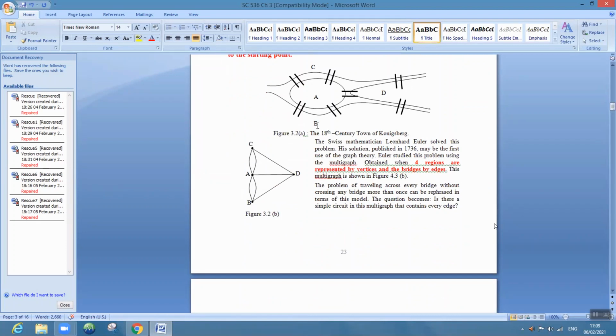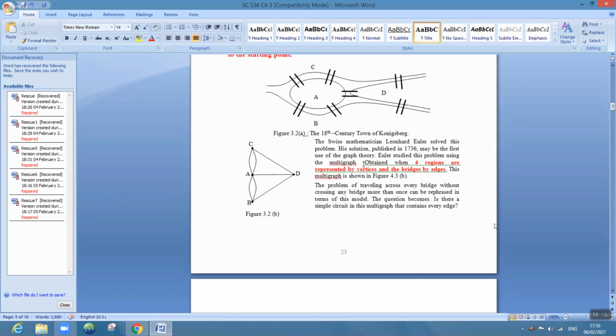What he did was take the 2 banks and 2 islands as the 4 vertices of the graph. And remember that in the next chapters also we are going to define new graphs. Whenever you define a new graph, you have to mention what the vertices and edges are. Here the 4 locations are the 4 vertices and bridges are the edges. 7 bridges become 7 edges. So A to C you can go via 2 bridges, 2 edges, multi-edges. A to B 2, A to D 1, and D to C and D to B.